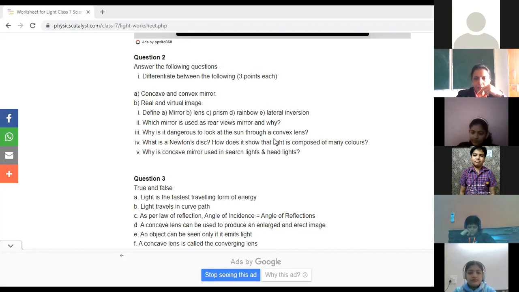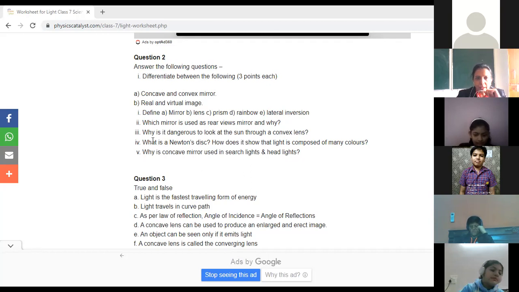Which mirror is used as a rear view mirror and why? Rear view mirrors in the vehicles, which mirror is used and why? Yes, Vansh. Convex mirrors are used as the rear view mirrors in motor vehicles because they form virtual, erect, and diminished images. And one thing more, they cover a large area. Okay. Erect, diminished image is formed and moreover they cover the large area.